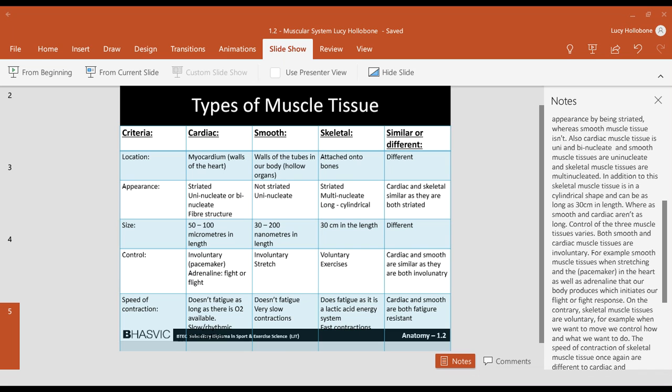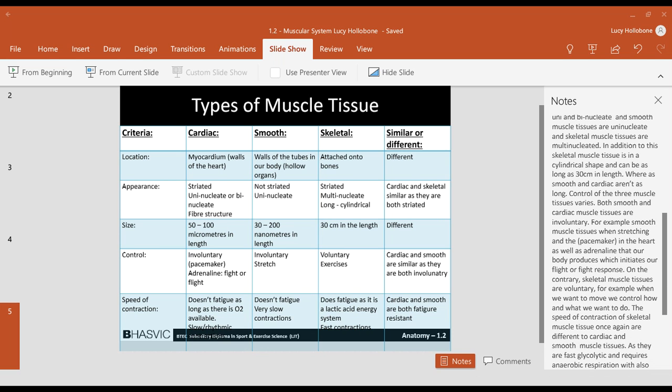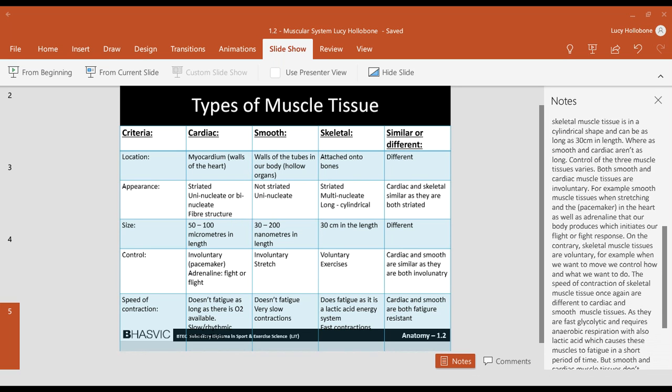The control of the three muscle tissues vary. Both smooth and cardiac muscle tissues are involuntary. For example, smooth muscle tissues when stretching, and the pacemaker in the heart, as well as adrenaline that our body produces, which initiates our flight or fight response.